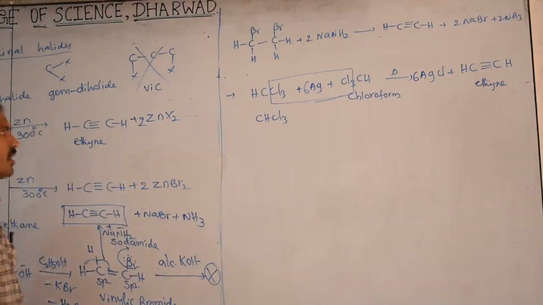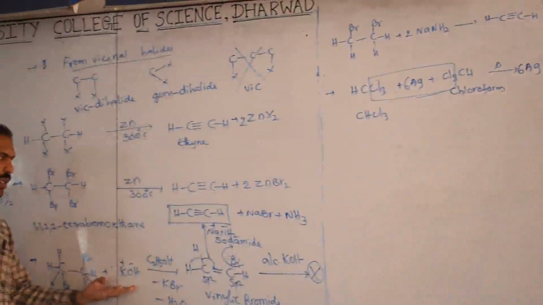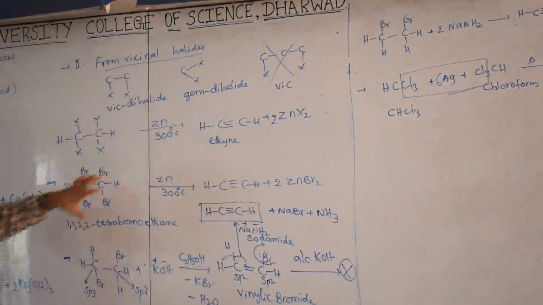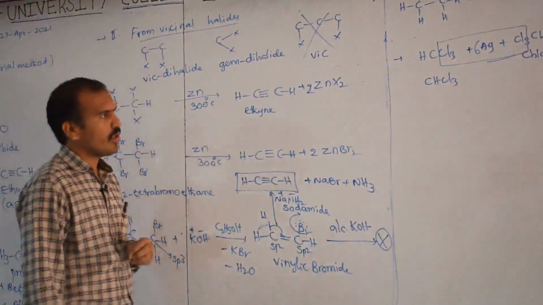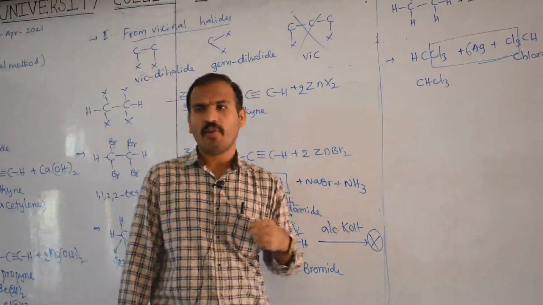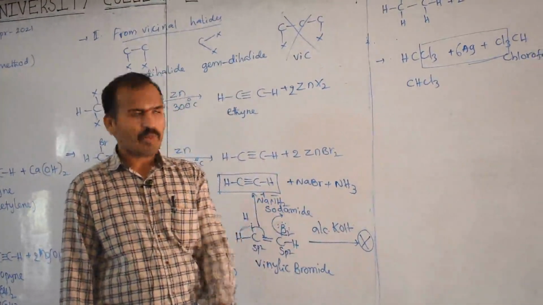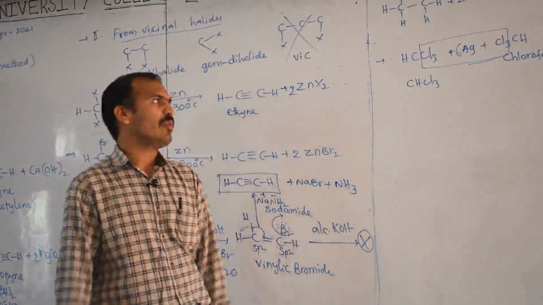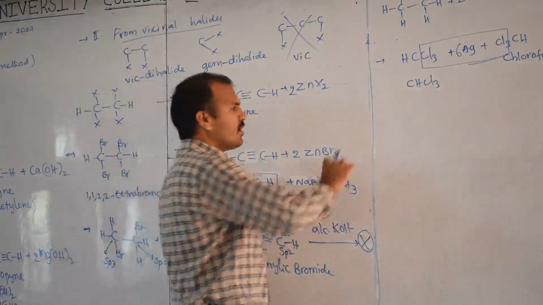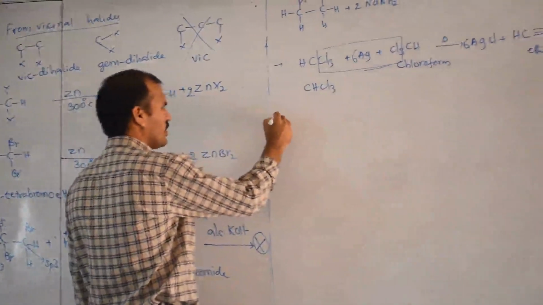Only 2 methods are there. One method is given in your textbook. These are extra that I have given, and this one is present in your textbook. So only 2 are present in your textbook. These are the preparation of alkyne. Many other methods are also there, but when second year comes, all those equations will be included. No problem. So now, properties.